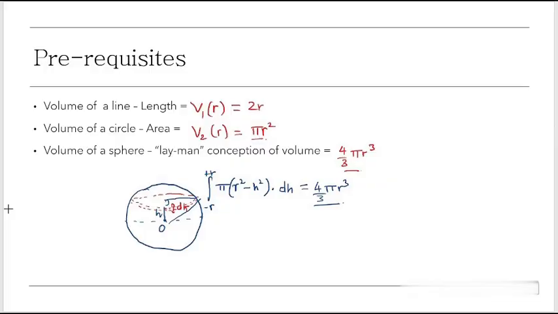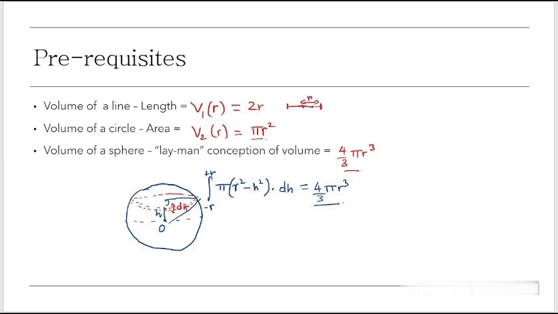Alright, let's get started. We need to know what the volume of a line represents. It's not zero, it's its length. Let us represent it by V1 as a function of radius. 1 represents one dimension. So that's just 2r. Suppose I have a line segment. That's the center and that's r.